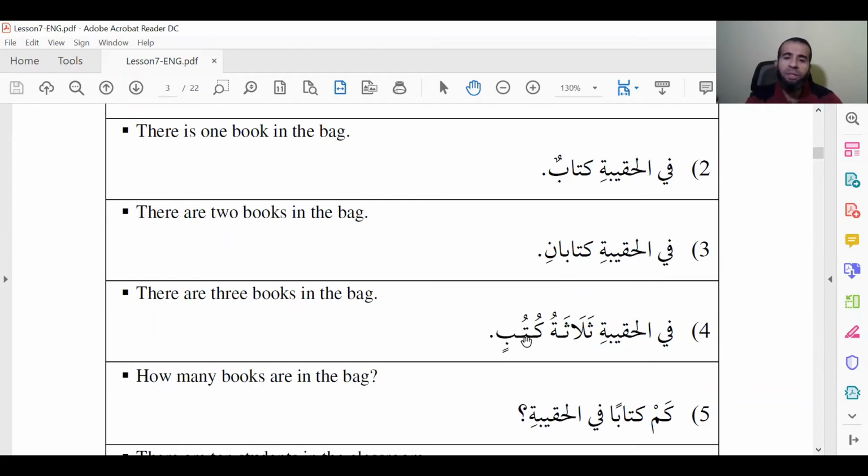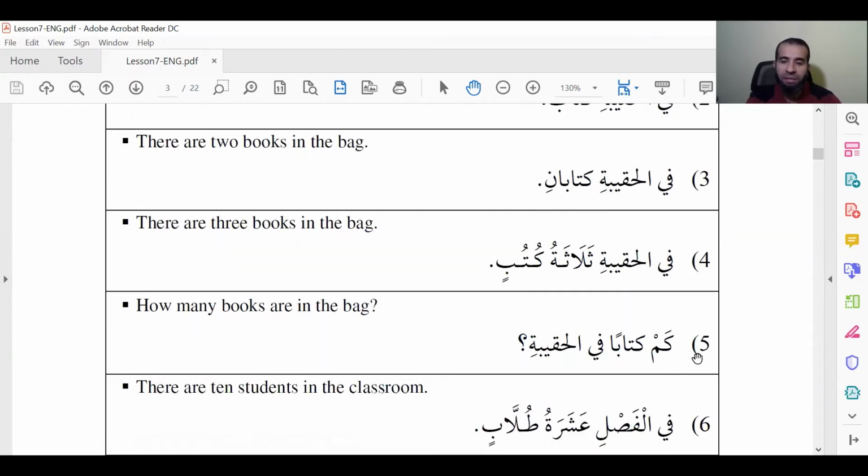If we want to ask a question about this, how many books are in the bag? You remember? How many is كم? And كم is followed by singular, not plural. So we don't say in Arabic how many books, but we say how many book. But book here will have تنوين والفتح. It will be as in number 5 here.